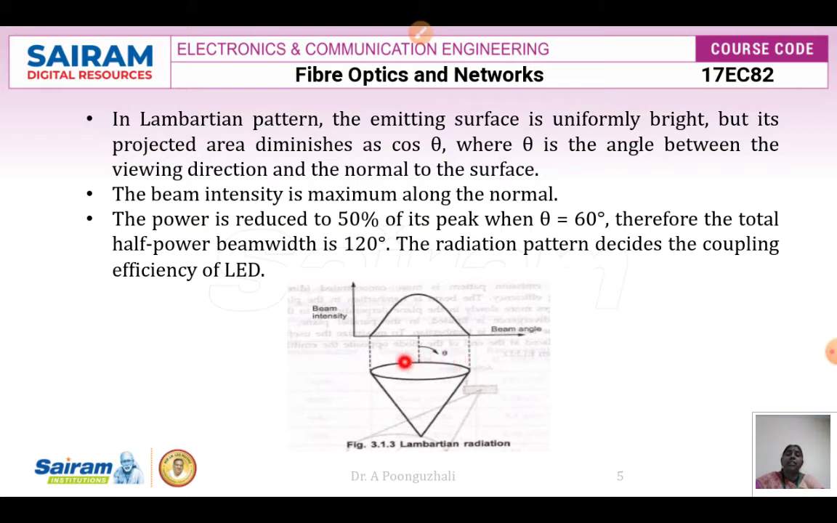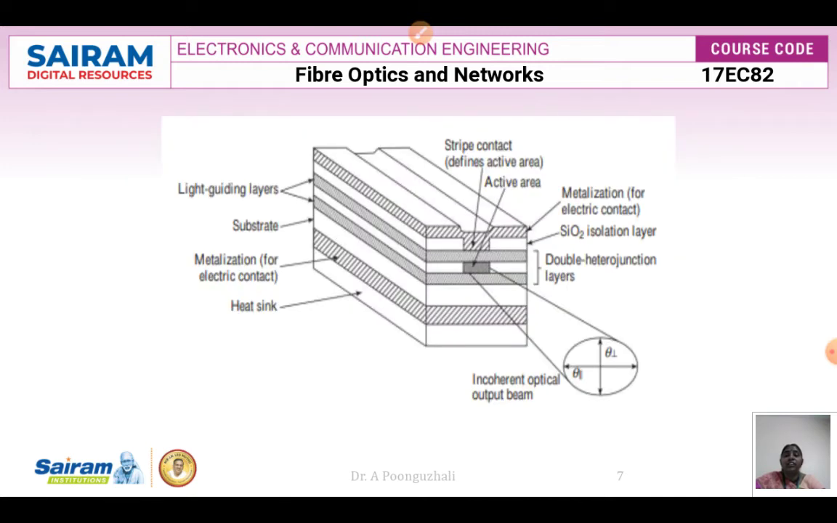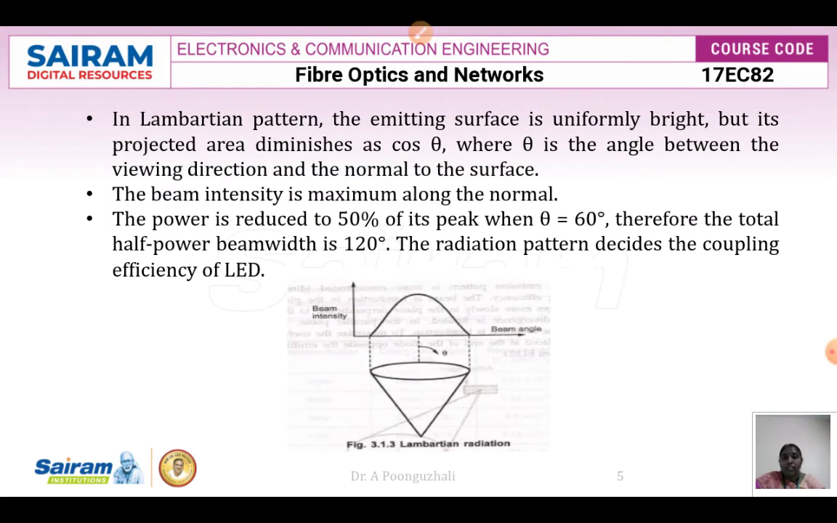The beam intensity is maximum along the normal, and the power is reduced to 50% of its peak when theta is 60 degrees. Therefore the total half power beam width is 120 degrees. The radiation pattern decides the coupling efficiency of your LED. So this is about the surface emitting LED.